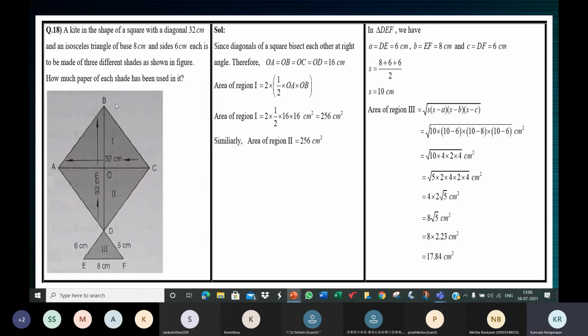So to find the area of triangle ABC, you can use half into base AC into height BO. So half into 32 into 16 will give you the area straight away. Or you can find the area of this triangle, half into 16 into 16, and double it. See here, half into 16 into 16, double it to get the area of this full triangle.